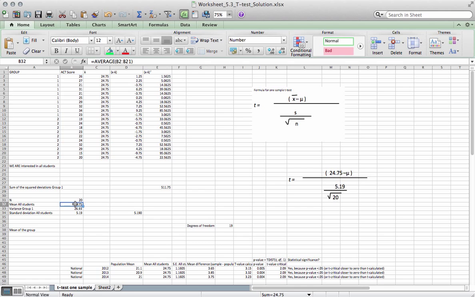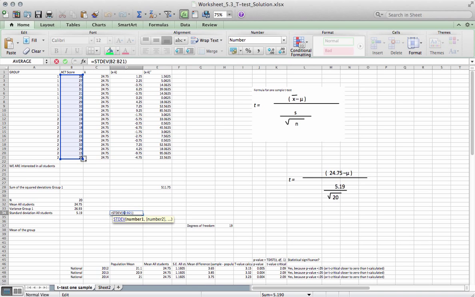The formula for the average would be here. Average is calculate the average of B2 through B21. So you use this formula and enter the area that you want the average to be calculated from. The fast way to get the standard deviation is using the standard deviation formula. So equals standard deviation and then again say the area of all the values. So it's the same area.